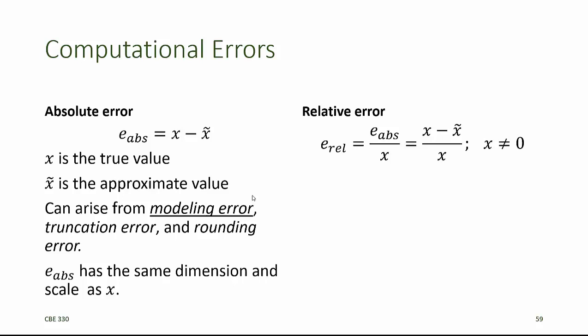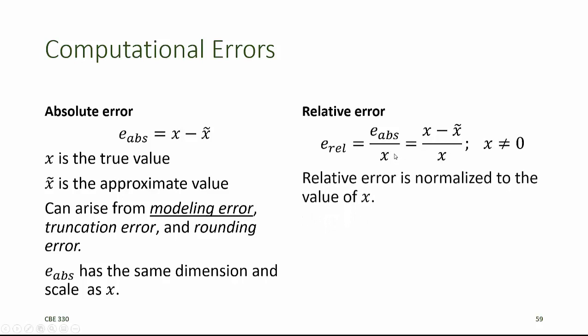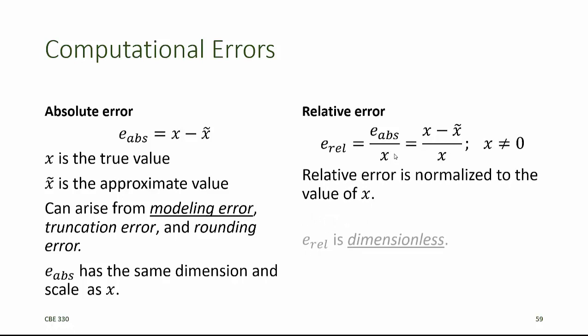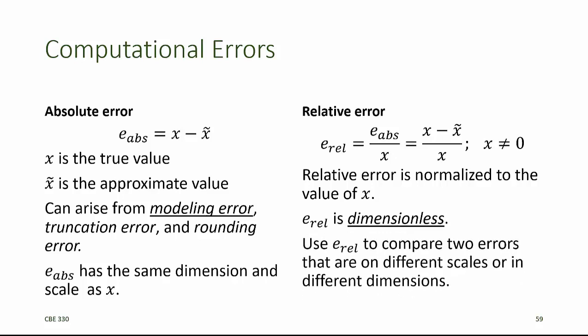value x tilde. Relative error is a normalized value. It's the absolute error divided by the true value. The relative error is normalized to the value of x, and it's therefore always dimensionless. We use the relative error to compare two errors that might be on different scales or be represented in different dimensions. We should note that when the true value is 0 or very close to 0, the relative error can be quite large or even undefined.